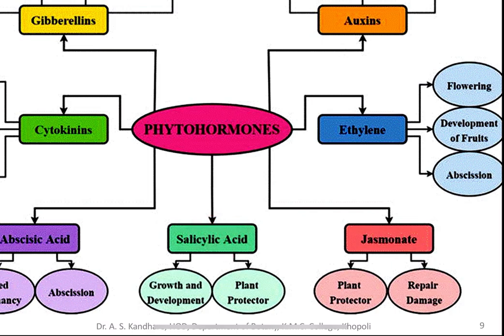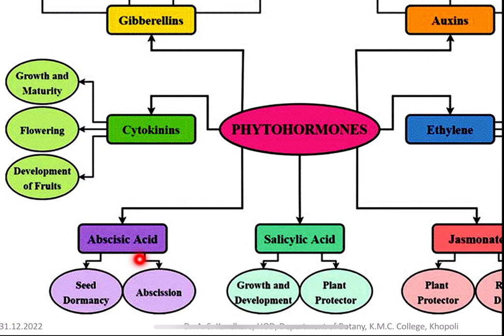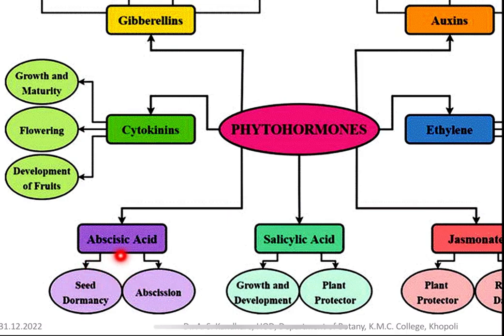सैलिसिलिक एसिड इज देयर, ग्रोथ एंड डेवलपमेंट कंट्रोल करता है. It is also a plant protector. Then comes abscisic acid. Abscisic acid is also very important plant hormone. That is, it breaks seed dormancy or abscission.